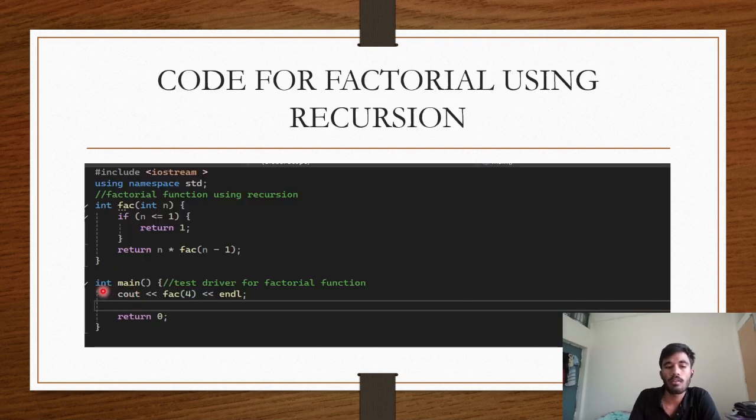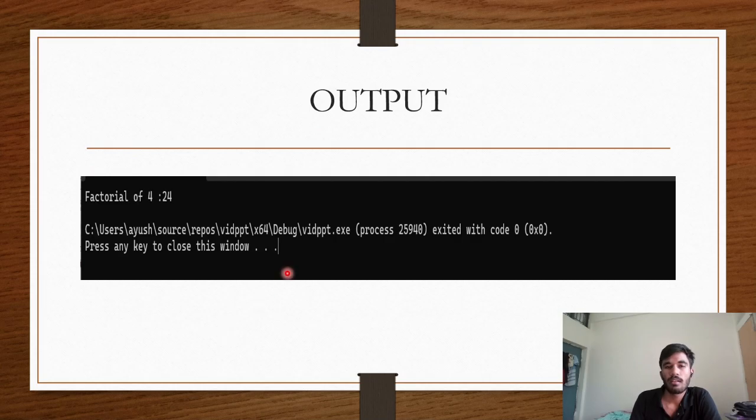We now call the factorial function inside our main function, calling cout of fact of 4 and returning 0. Thereafter, we get the output that factorial of 4 is equal to 24.